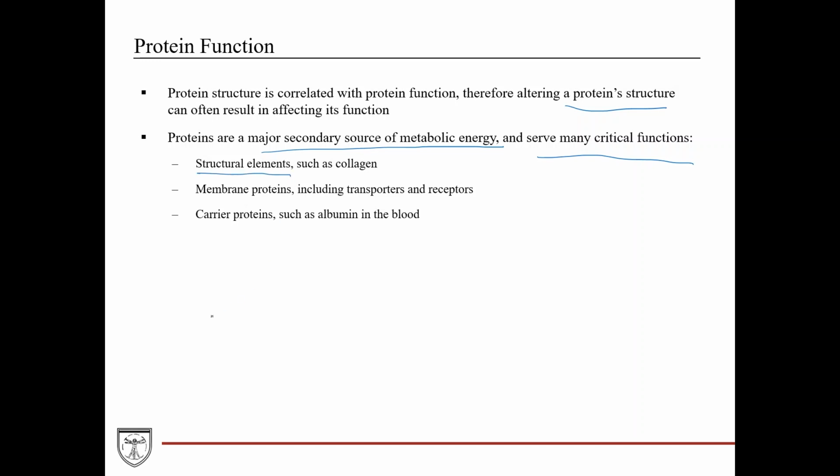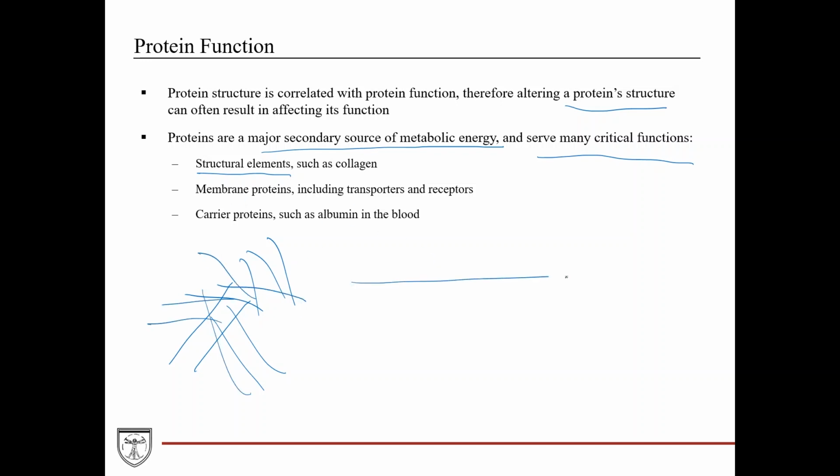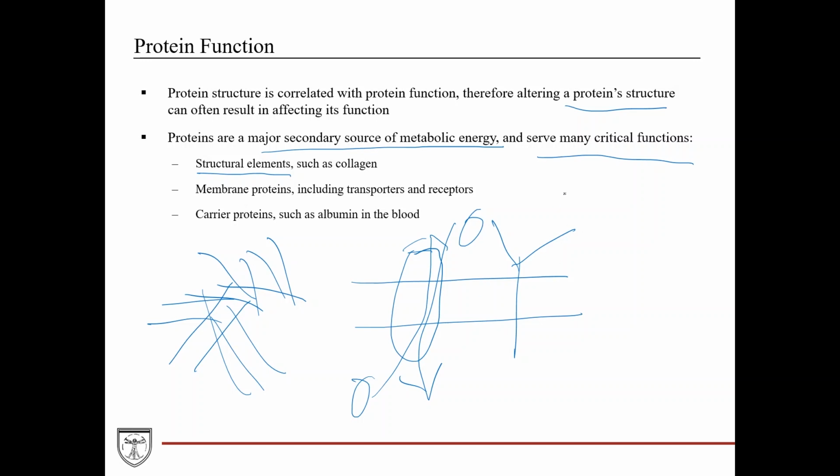There are structural elements such as collagen, which help form the ultrastructure of tissues and organs. Then you have membrane proteins. So you have your bilayer like this. You can have a protein that extends across the membrane and helps transport molecules into the cell or out of the cell. You can have receptors that are embedded in the membrane and bind signaling molecules and transduce a signal. Lots of different functions for membrane proteins. And then you can have carrier proteins in the blood. If you have a blood vessel like this, and a protein like albumin here, it can help carry molecules through the blood.